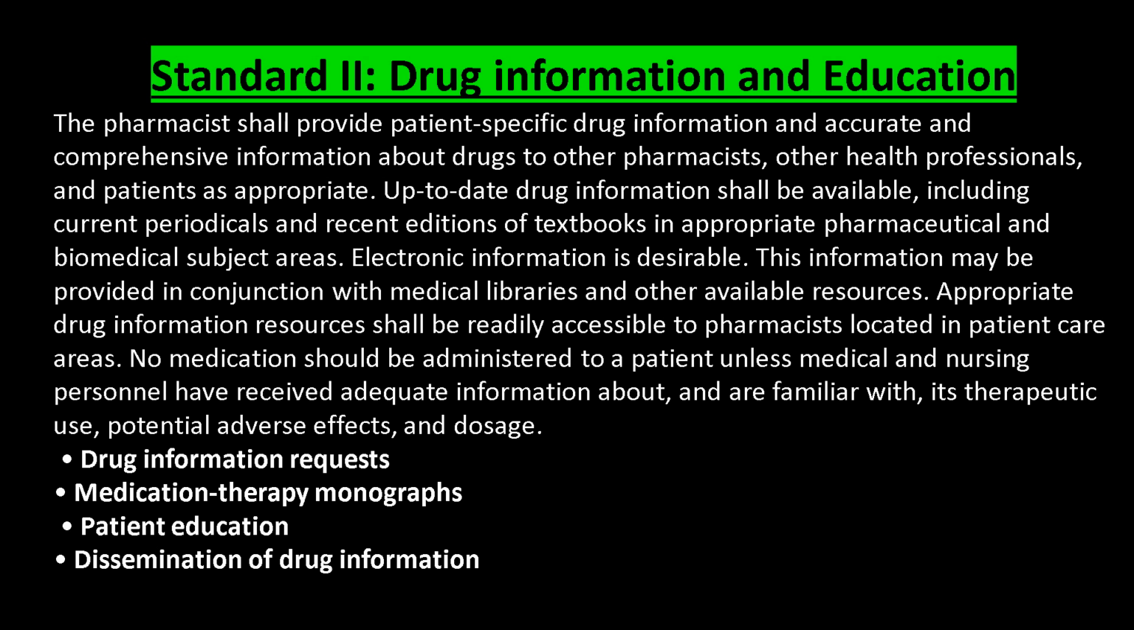Dissemination of drug information. Pharmacists should keep the hospital's staff informed about the use of medications on an ongoing basis through appropriate publications, presentations and programs. Pharmacists should ensure timely dissemination of drug product information, for example recall notices and labeling changes. If there are some changes, they should be informed. So that is standard number 2, drug information and education.